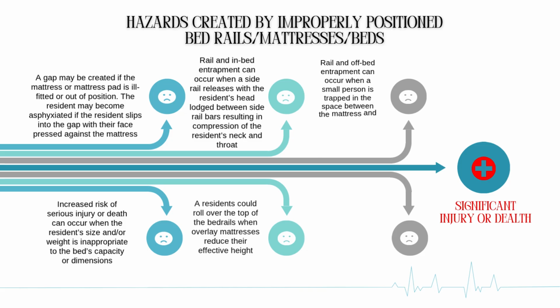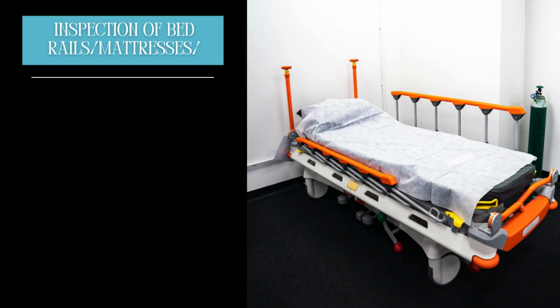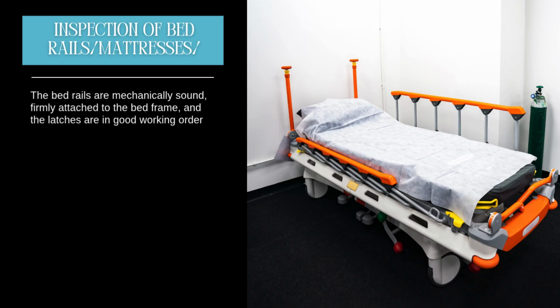Rail and off-bed entrapment can occur when a small person is trapped in the space between the mattress and headboard and/or the mattress and footboard. A resident could slide out of bed and become trapped between the raised side rail and the bed frame. Licensing consultants will inspect bed rails to determine whether they are mechanically sound, firmly attached to the bed frame, and the latches are in good working order.